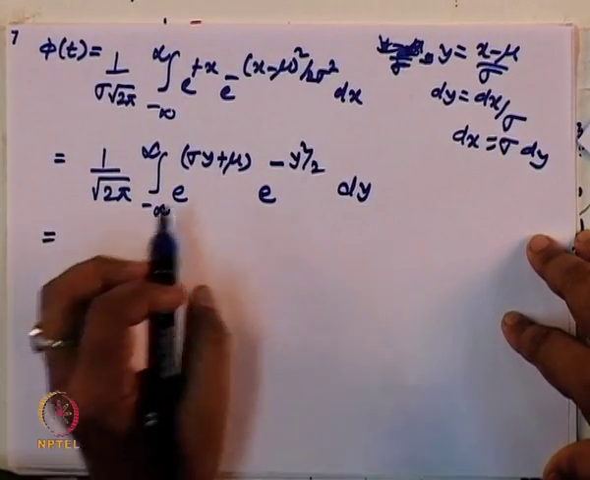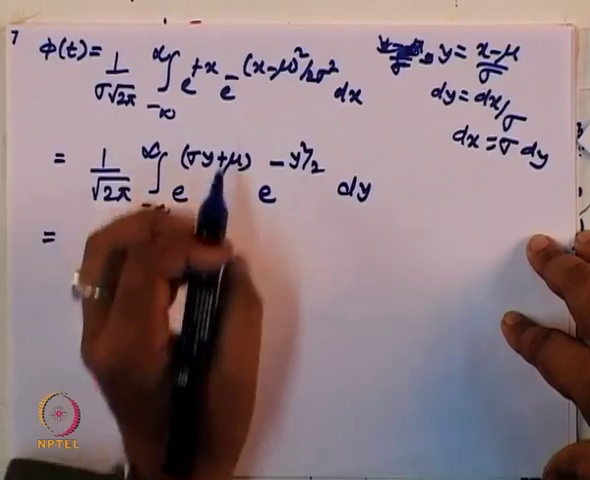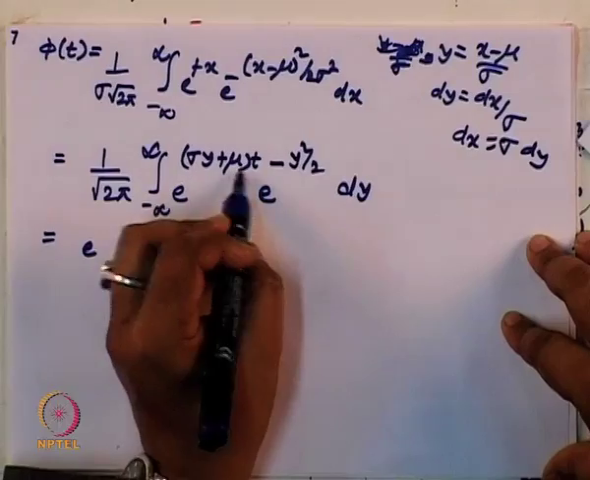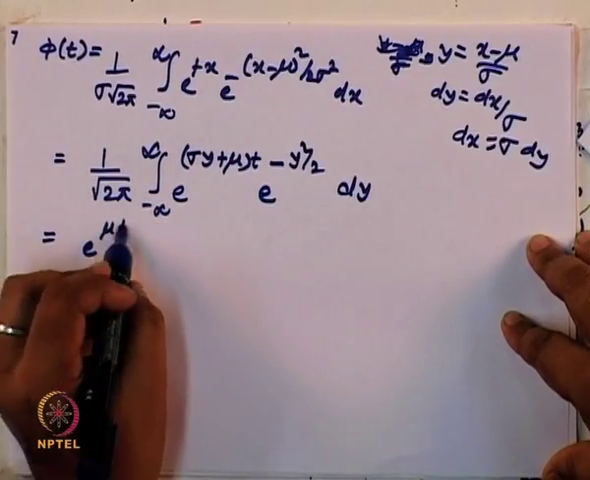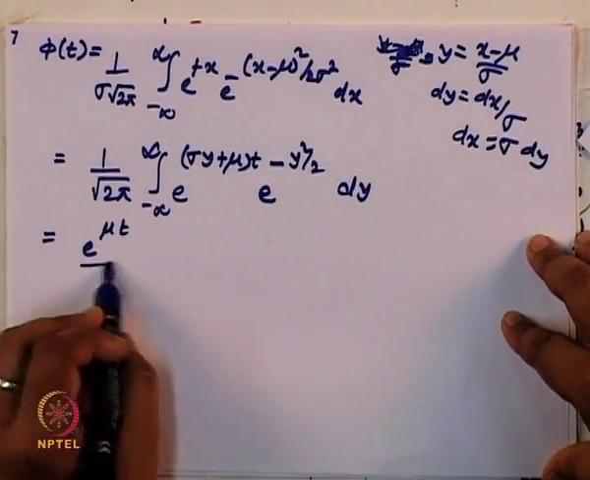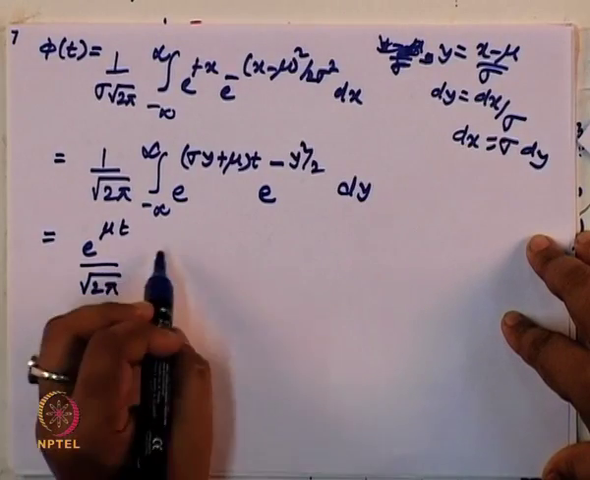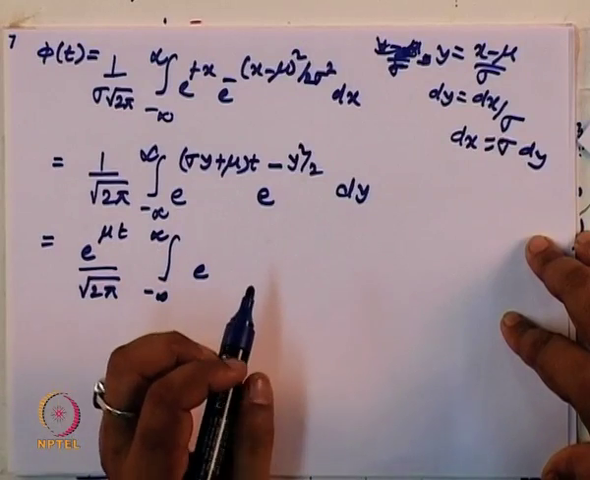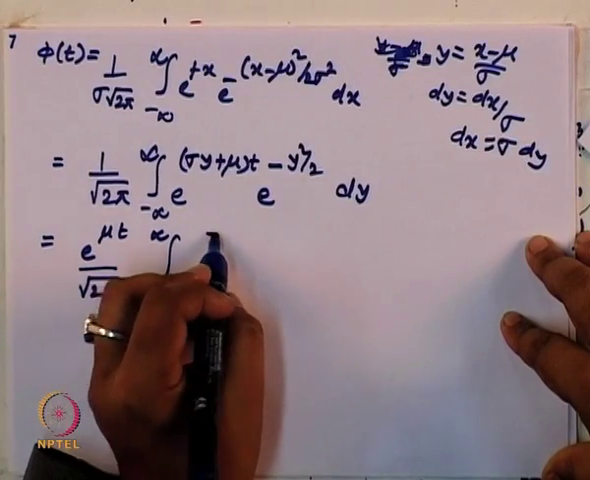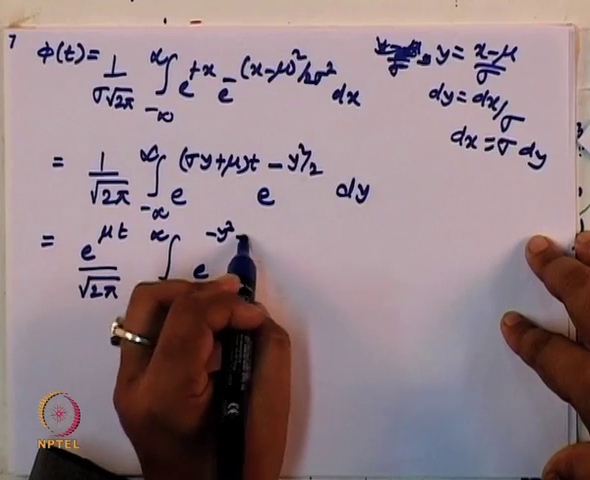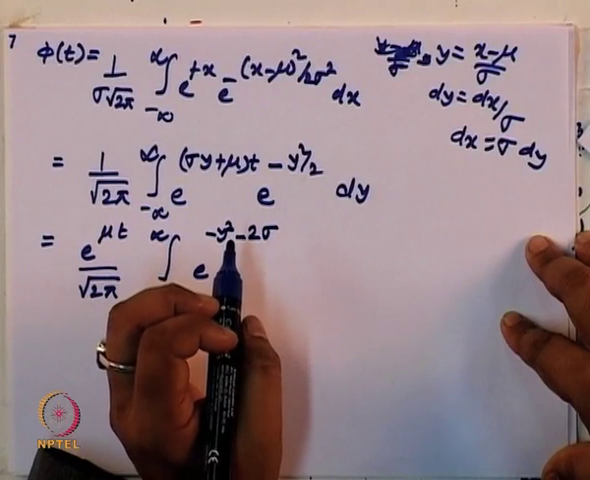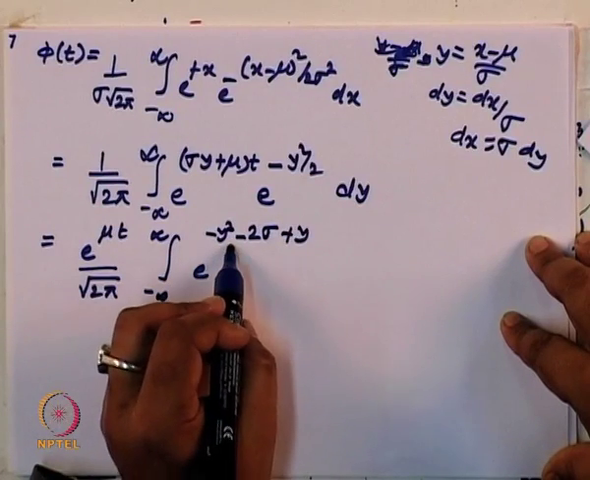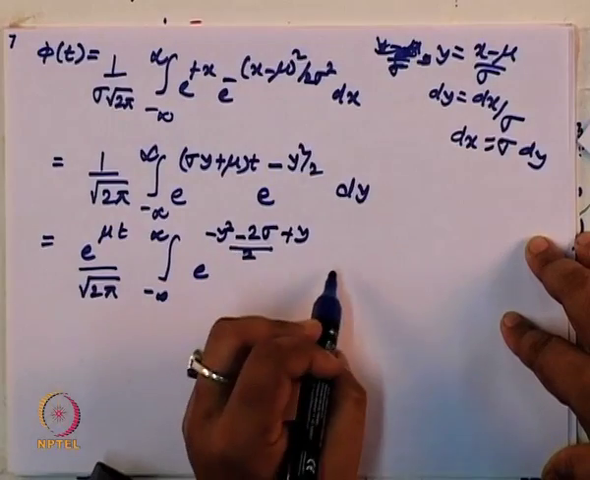So, I can take this mu t term out, because the integral is over y, and I can write the rest as the integral from minus infinity to infinity of e to the power minus y square minus 2 sigma t y by 2 into dy.